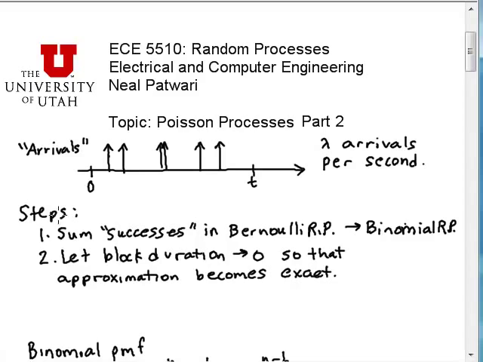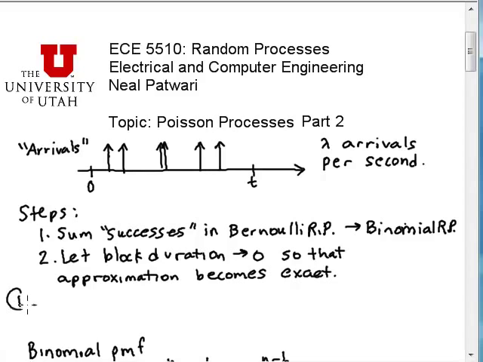And so what we're going to do is we're going to take two steps. We're going to sum the number of successes in a Bernoulli random process that approximates this, and then we're going to let the block size go to 0 so that the approximation becomes exact. So let's look at step 1.